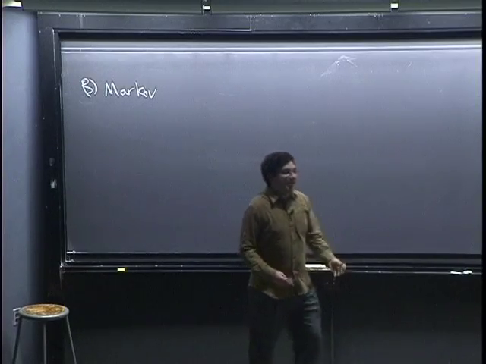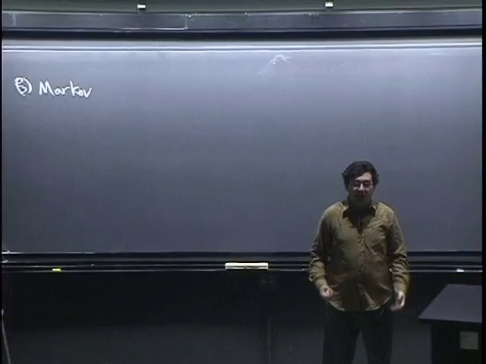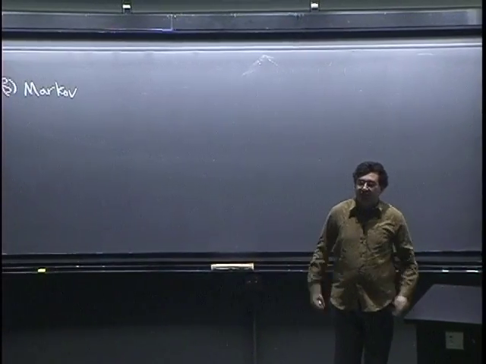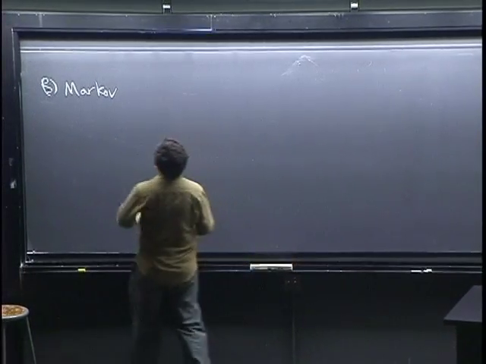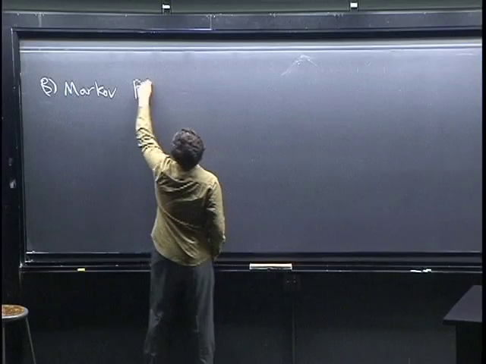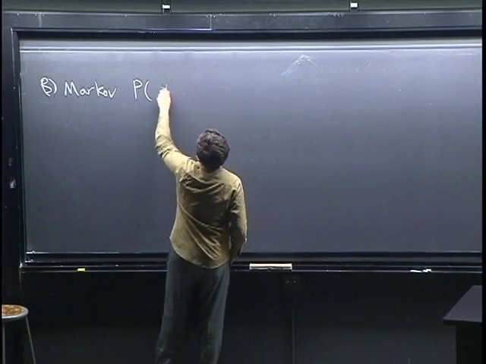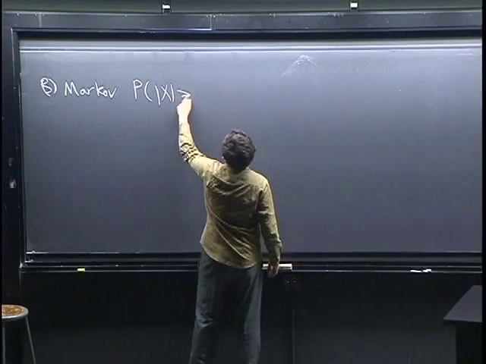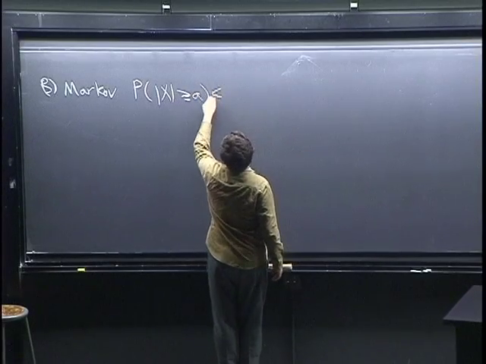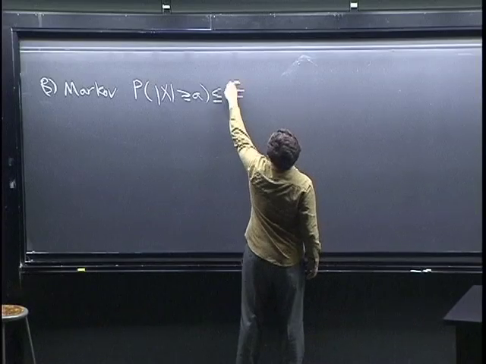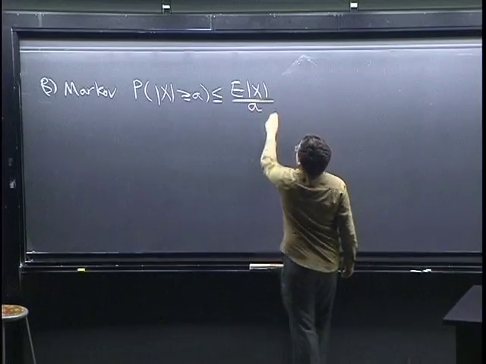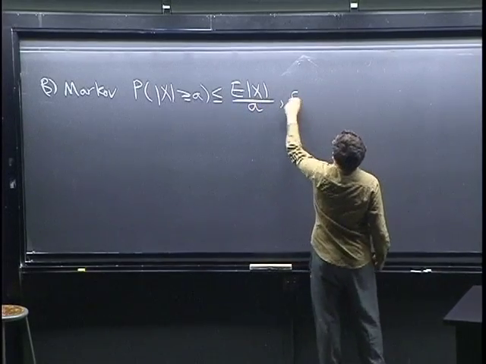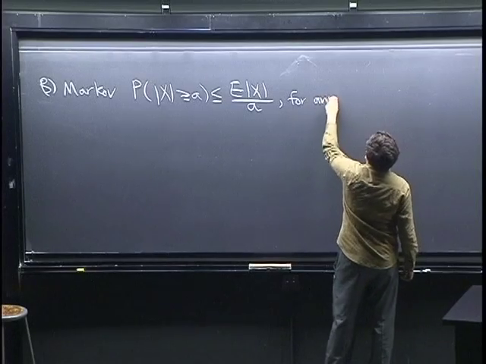The very last topic in Stat 110 is going to be Markov chains. Same Markov, different idea. Markov's inequality says that the probability that any random variable X, let's say absolute value of X, is greater than or equal to a is less than or equal to the expected value of absolute value of X divided by a, for any constant a greater than 0.